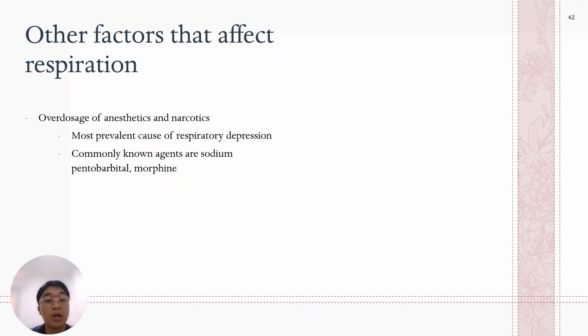So other common factors would be overdosages, overdosing of anesthetics and narcotics. This is actually considered to be the most prevalent cause of respiratory depression. Commonly known agents responsible for this are sodium pentobarbital and morphine. That is why when you encounter morphine later on in your practice, it is commonly used as pain medication to address severe pain, especially in cancer patients who have intractable, unbearable pain. But the side effect is that it can cause respiratory depression.